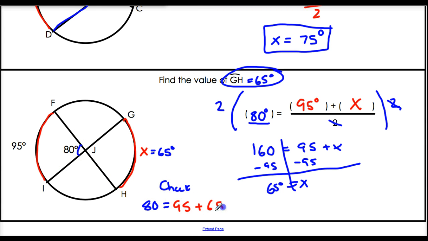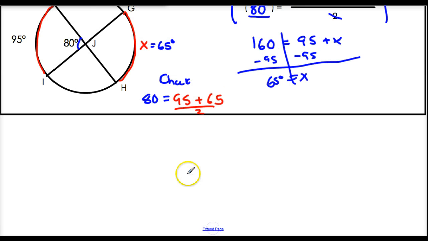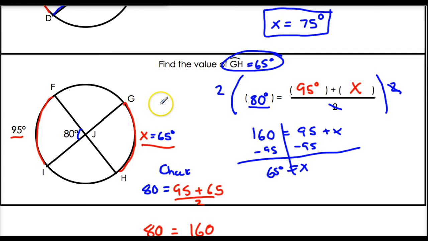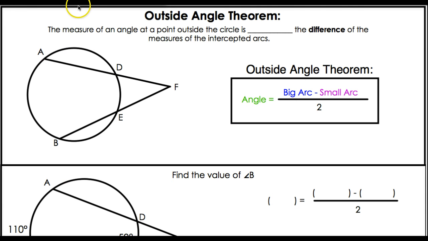and 65 divided by 2. Let's check that out. Well, 80 is equal to 160 divided by 2, and 80 is equal to 80. So that did work out. If x is 65 and that's 95, everything works. Well done!